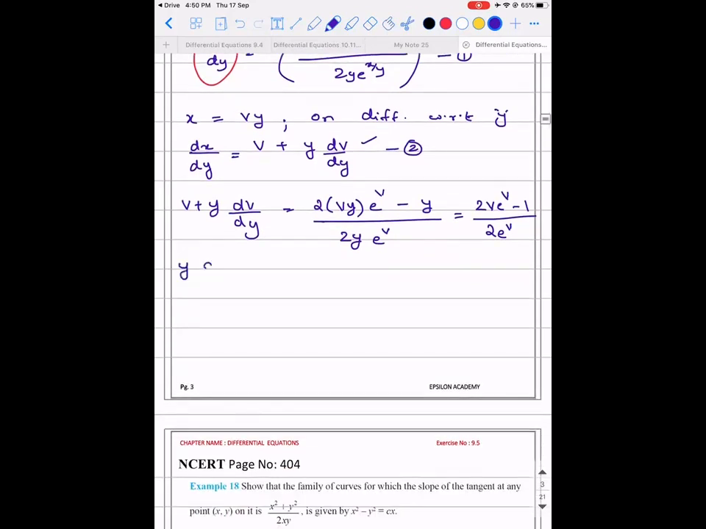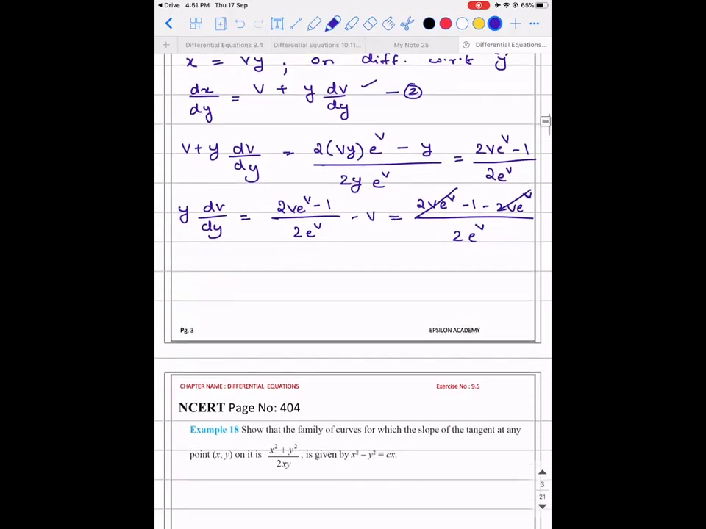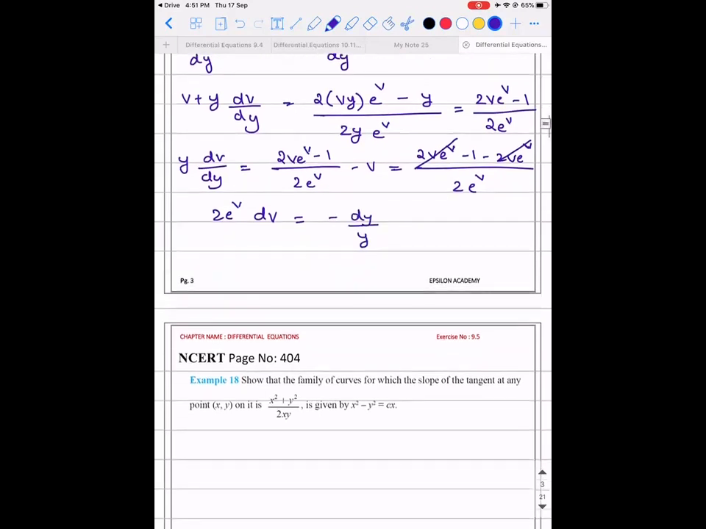So y into dv by dy will be equal to 2v into e power v minus 1 divided by 2 e power v minus v. So when you take LCM, you will have 2v e power v minus 1 minus 2v e power v, the whole divided by 2 e power v. This and this will get cancelled. So 2 times e power v into dv is equal to minus dy by y. Now you can solve this.